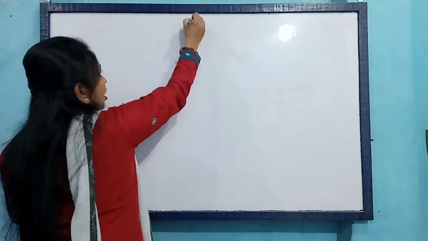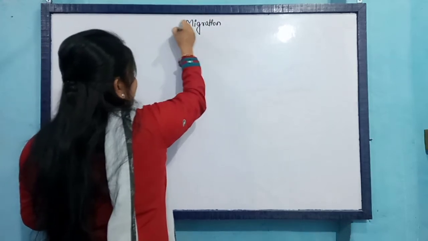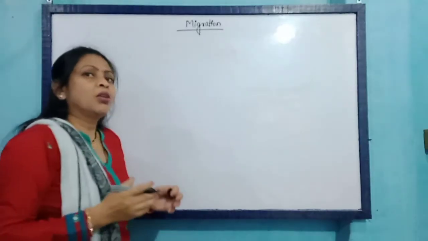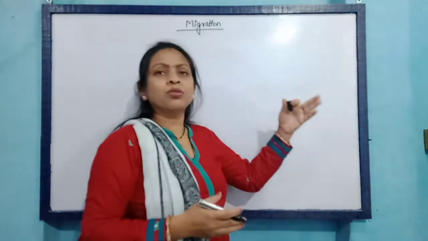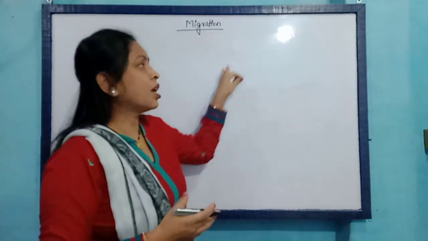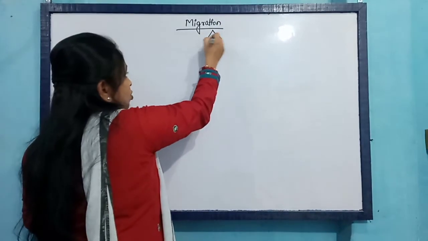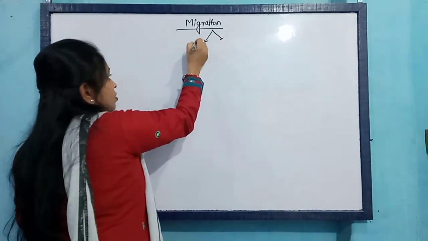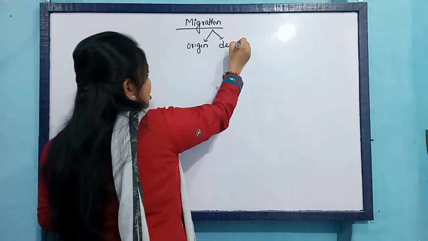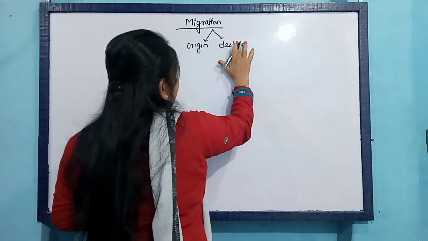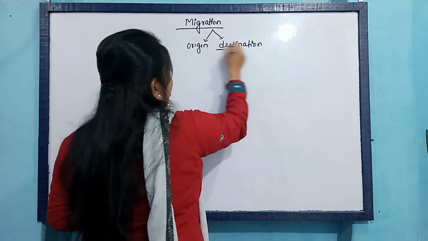Students, first of all we have to introduce what migration is. Migration is a process in which people leave the origin place and reach the destination place. So migration always affects two places, the origin place and the destination place. Destination is the place where people live or reach.